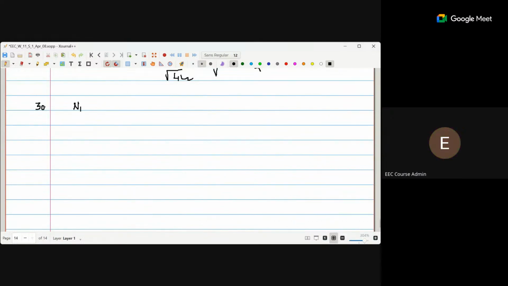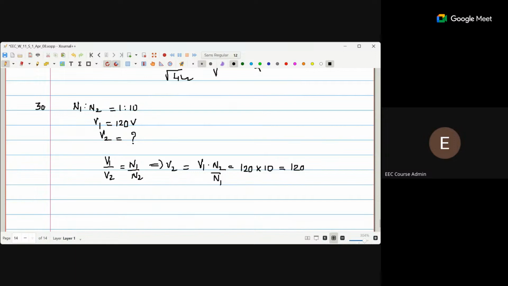N1 is to N2 is given as 1 is to 10, and the primary voltage is given to be 120 volt. Secondary voltage is being asked. So you have V1 by V2 is N1 by N2. So V2 will be V1 into N2 by N1. So that will be 120 into 10, 1200 volt.